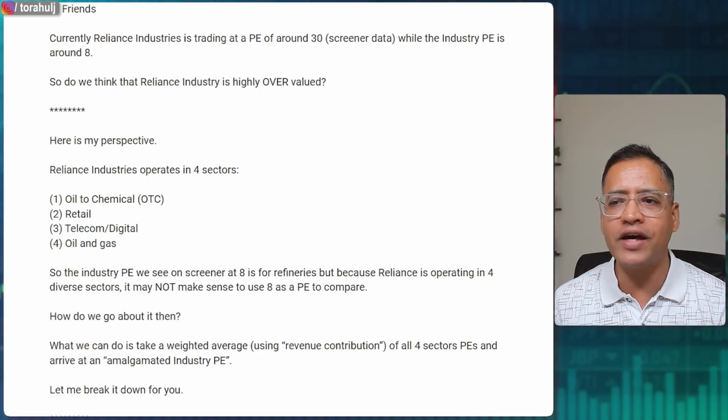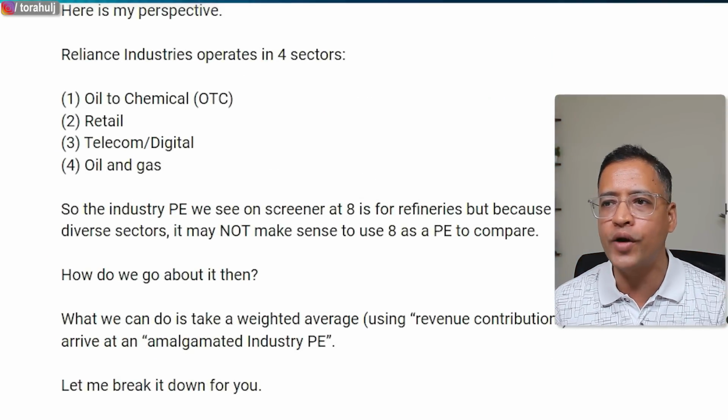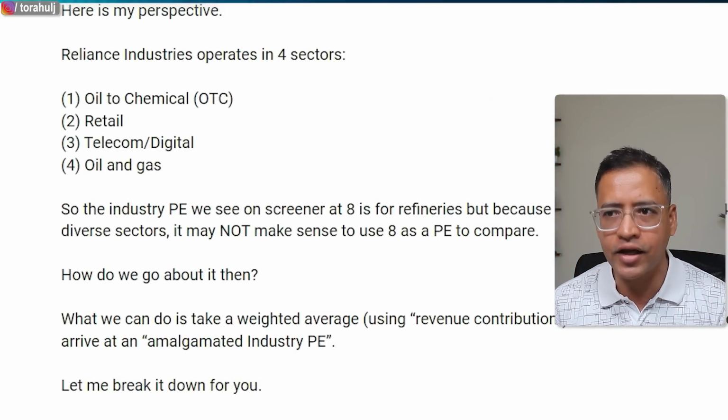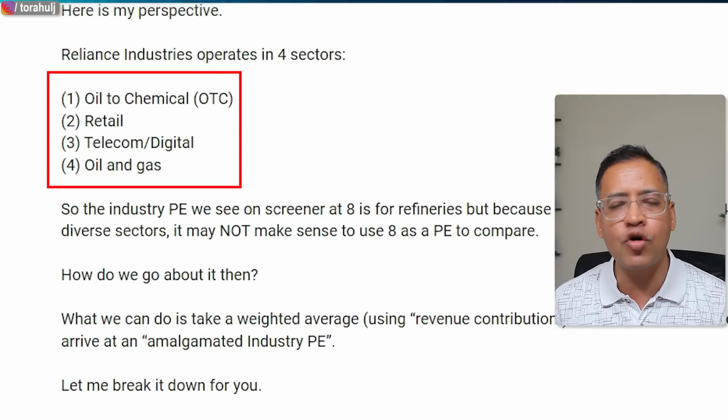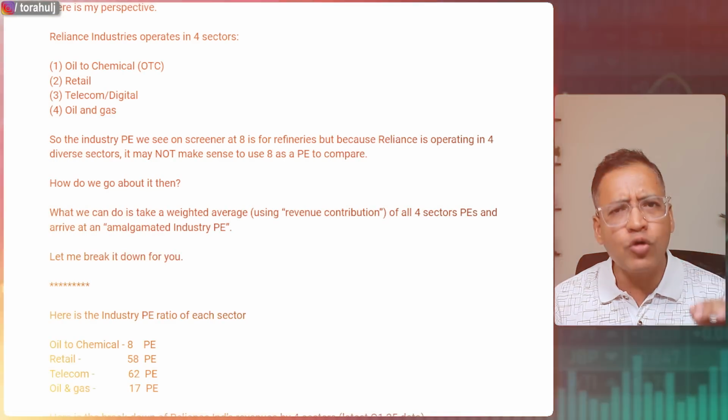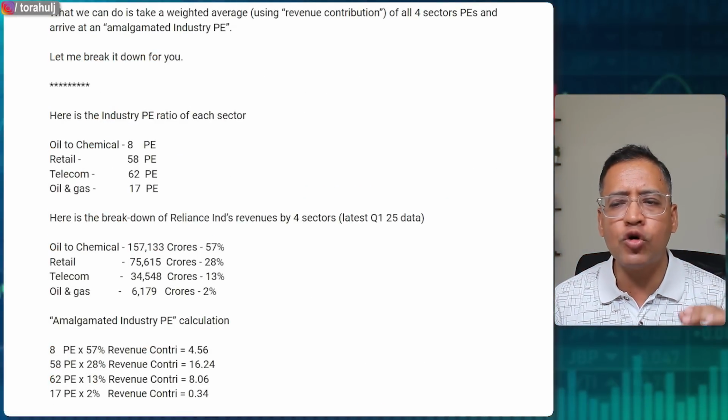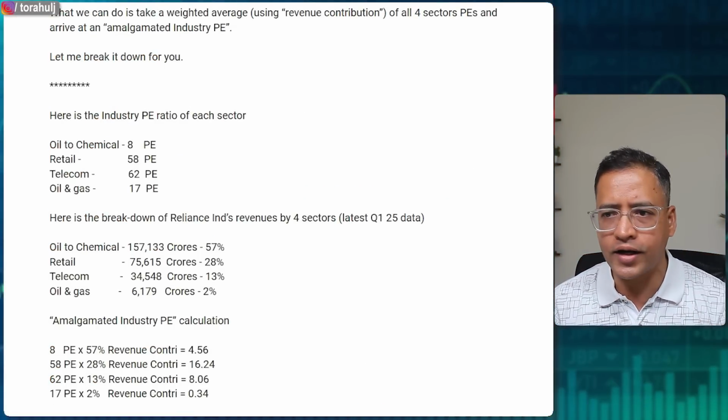Here, my perspective is very, very simple: Reliance Industries operates in 4 sectors, as you can see here clearly: oil to chemical, retail, telecom, oil and gas. So I have to actually calculate an industry PE that represents these 4 sectors. So how to go about it? I've simply got the PE ratio of all the 4 sectors, or all the 4 industries, here.